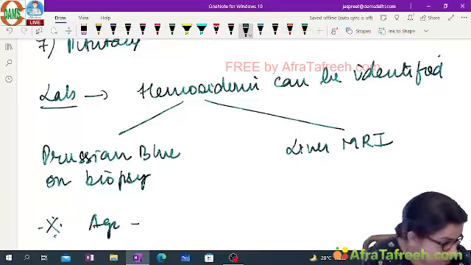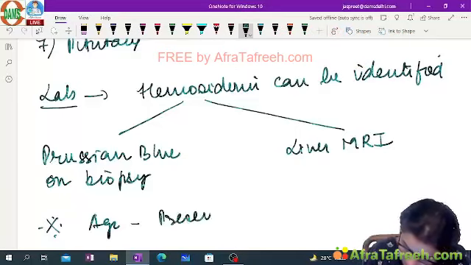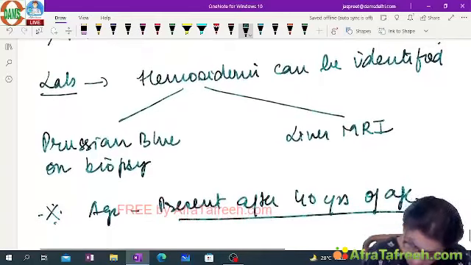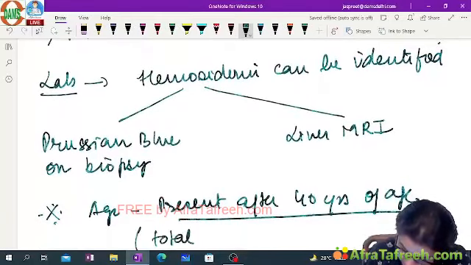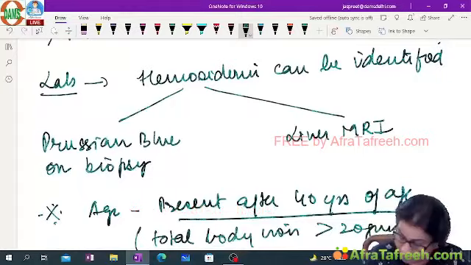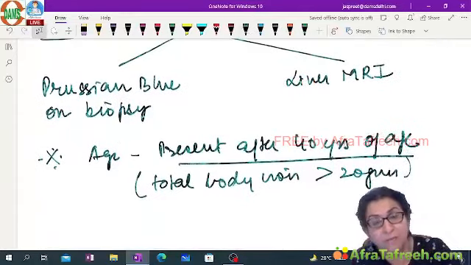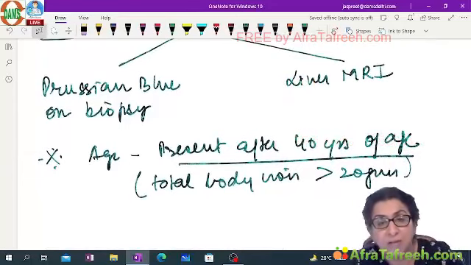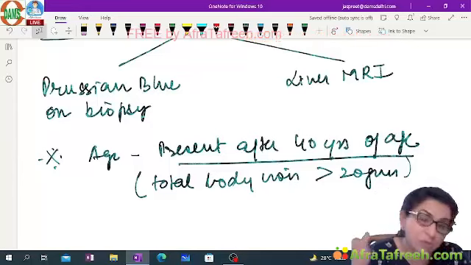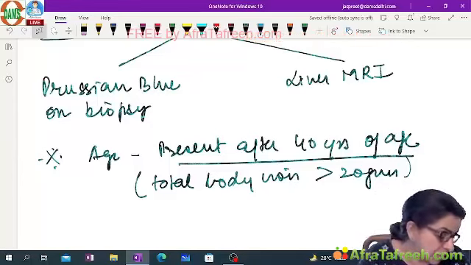So the patient presents after 40 years of age when total body iron becomes more than 20 grams. Then they will start presenting. And in females, it can even be later than 40, because females keep losing blood due to menstruation. So the progression of the disease will be slower in women.